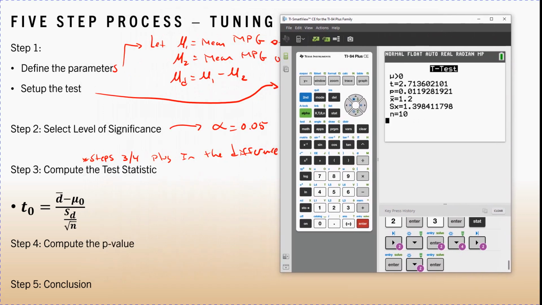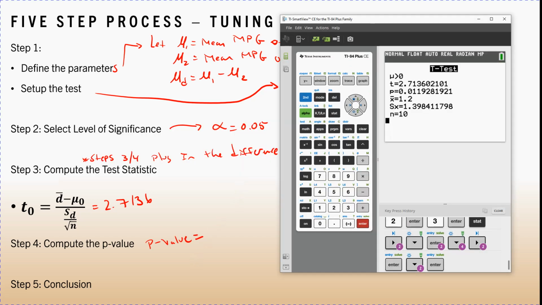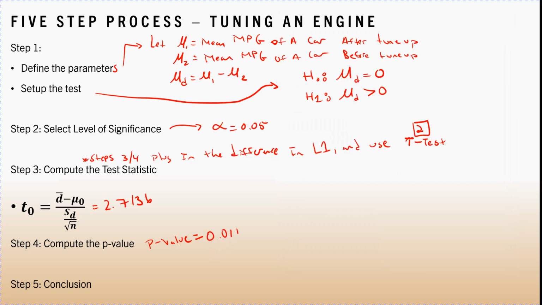And look, here's what we're saying. Our test statistic right here is 2.7136. So basically, you're almost 3 standard errors away from 0. Like, that's a lot. And so the p-value here is 0.0119.